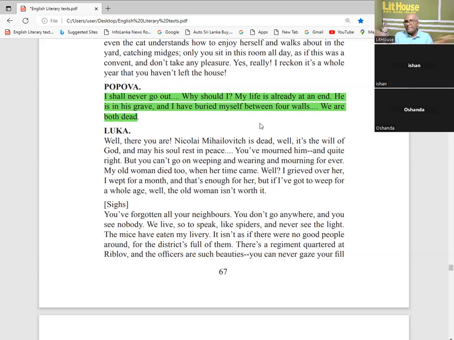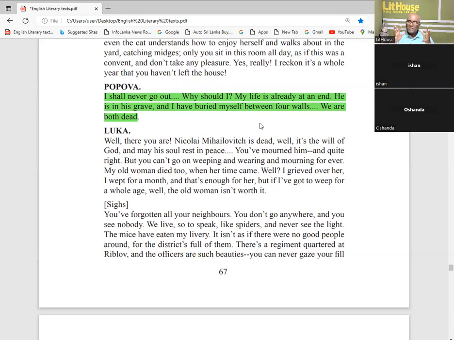We are both dead. Now, Popova says, no, Luca, I don't have any interest in life because I am also a dead woman. No, Luca, I will not come to enjoy life. I am also now equal to a dead person.